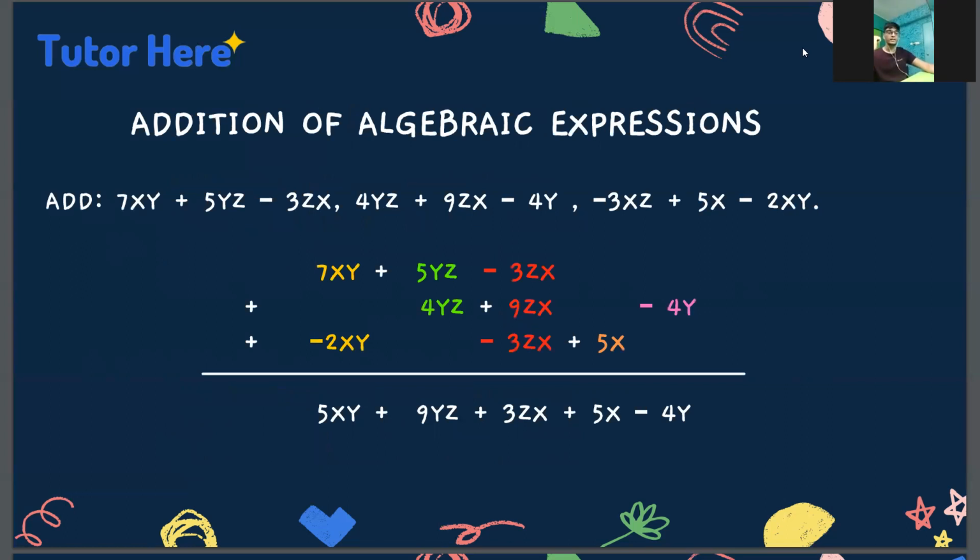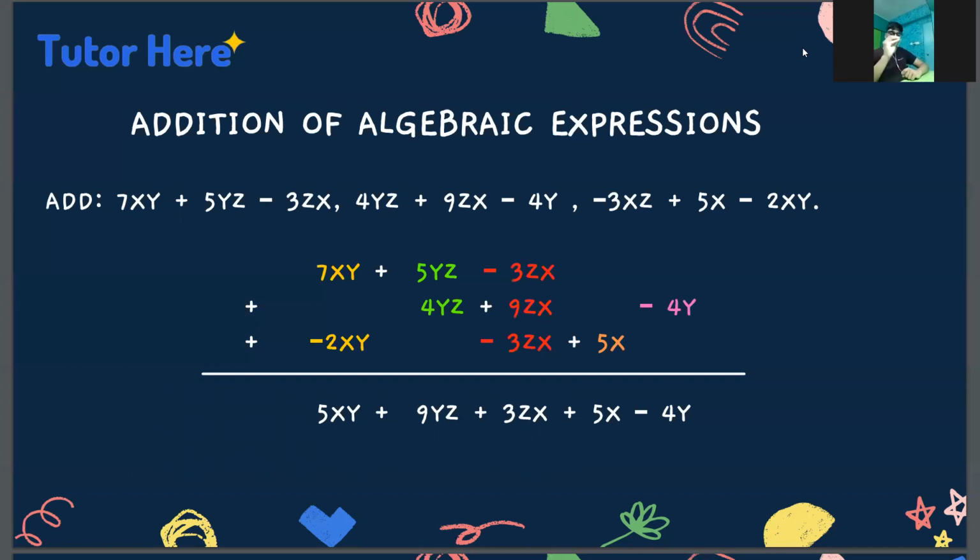Addition of algebraic expressions. Suppose we have to add three expressions as you can see on your screen. Now that we have learned the like terms concept, we have to bring the like terms together in a single column. As you can see, 7xy and minus 2xy are similar, hence they are brought down to a single column. Similarly, 5yz and 4yz are similar, hence they have an individual column. Minus 3zx, 9zx and minus 3zx are similar. And so on. Then we can perform addition.